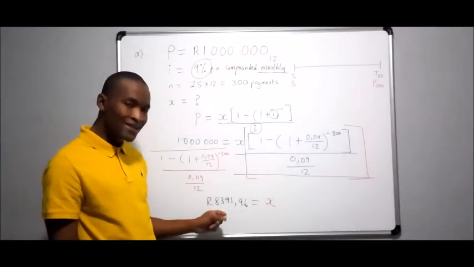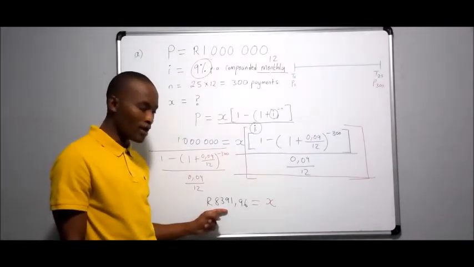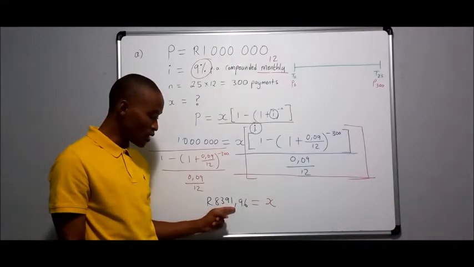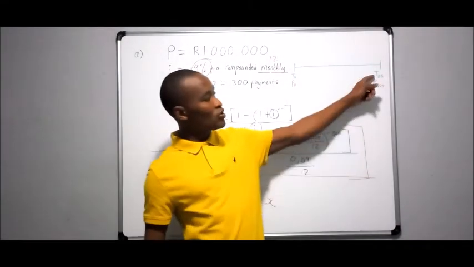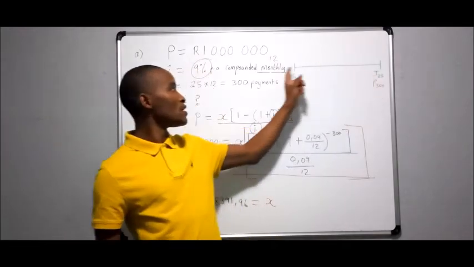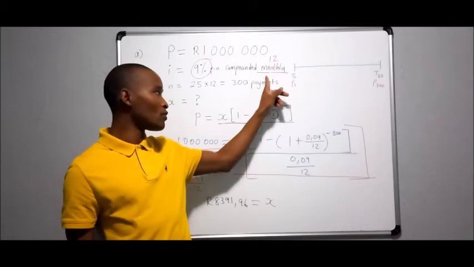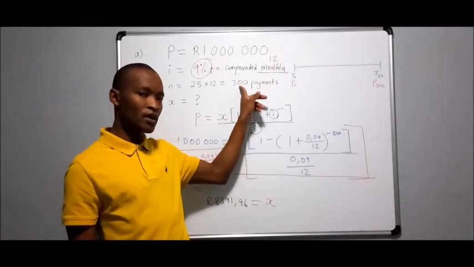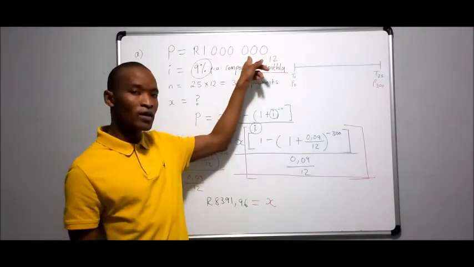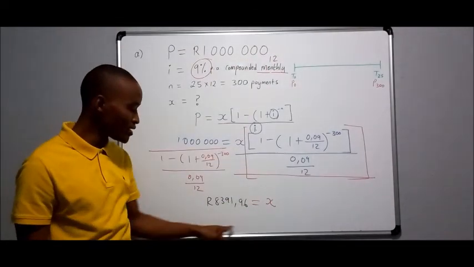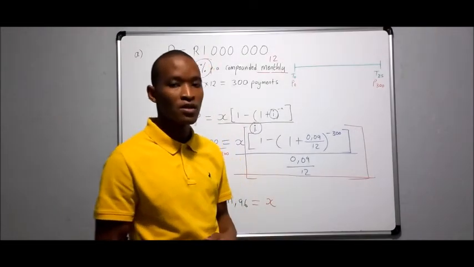What does this answer mean? It means this person will pay 8,391 rands and 96 cents for the next 25 years. But on what basis? Per month. And how many months will this happen for? 300 months. 300 payments to pay off this amount of 1 million rands, which of course will come with interest, and the formula takes care of that, as you can see there.